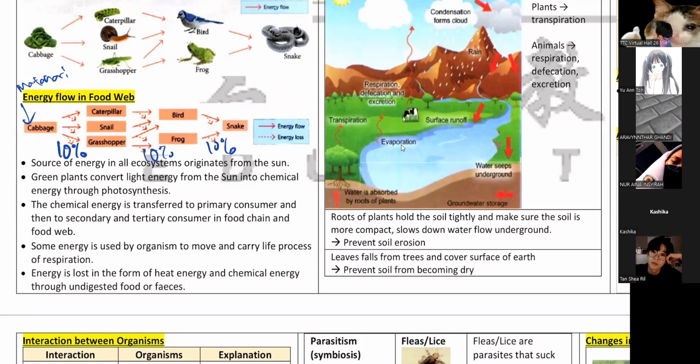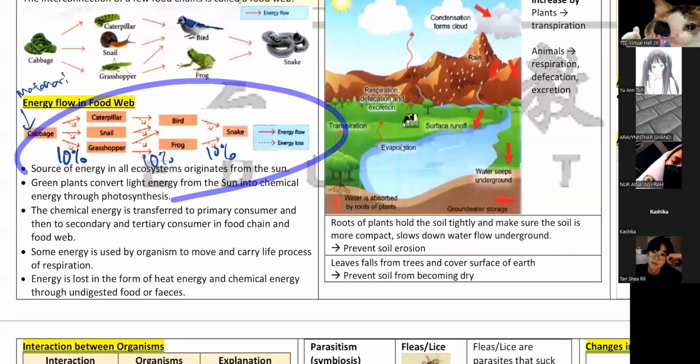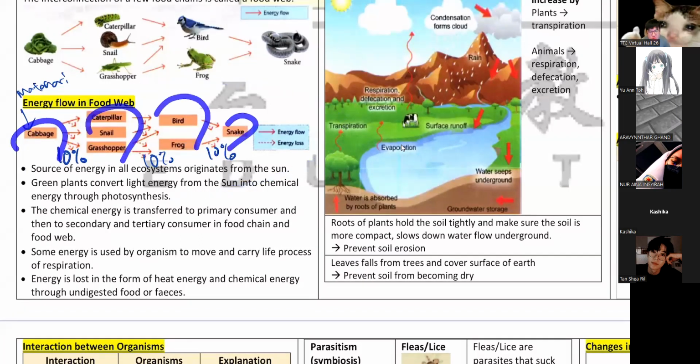All right, so this is why in the food web, you usually only have about 4 levels. You don't really see 5.